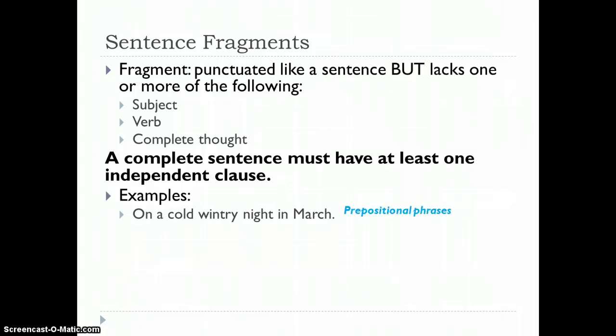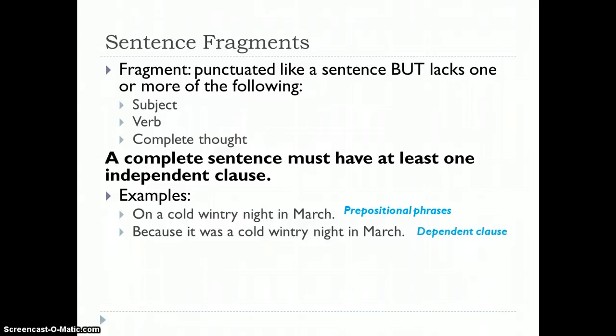What we really have here is just a couple of prepositional phrases. We could tack these onto a sentence to add a little bit more detail, but they can't be a sentence on their own. So we could change it up, add a few words, and make it seem like it might have more of those requirements. Because it was a cold wintry night in March, we have a noun that's acting as a subject, it. It is paired with the verb was, but that word in front, because, makes this a dependent clause. It means that we have to tack this on to an independent clause in order to complete its meaning. It kind of leaves us hanging. So neither of these are complete sentences. We need to add on to them to make sure that they're complete.